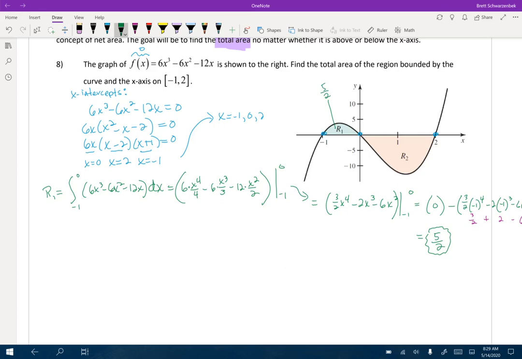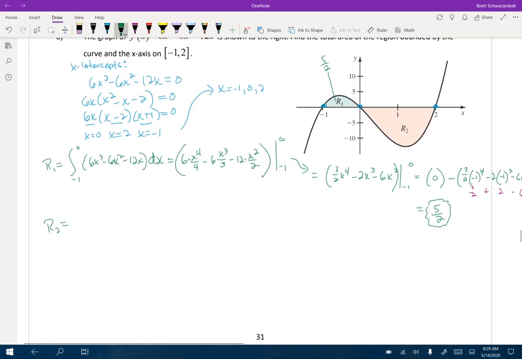The second step is R2. So we have to find the same exact function, 6x cubed minus 6x squared minus 12x dx. But this time we have to go from 0 to 2. So my suggestion is, if you're integrating the same function, there's no reason to go through this step again, right? Can't we just jump to this step over here with different limits? Because we already know how this simplifies.